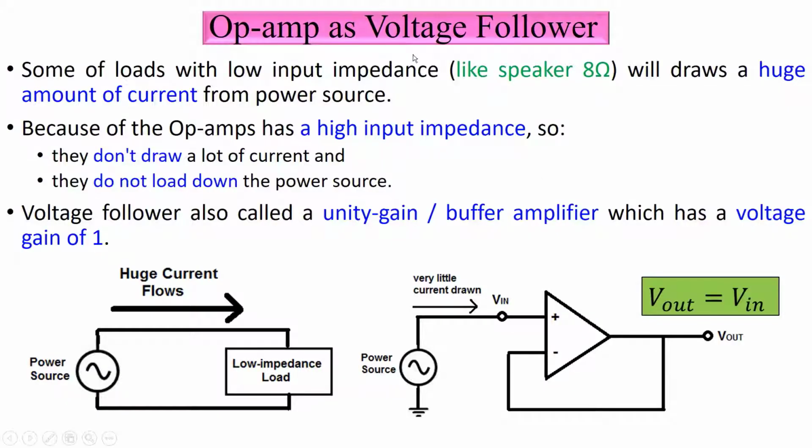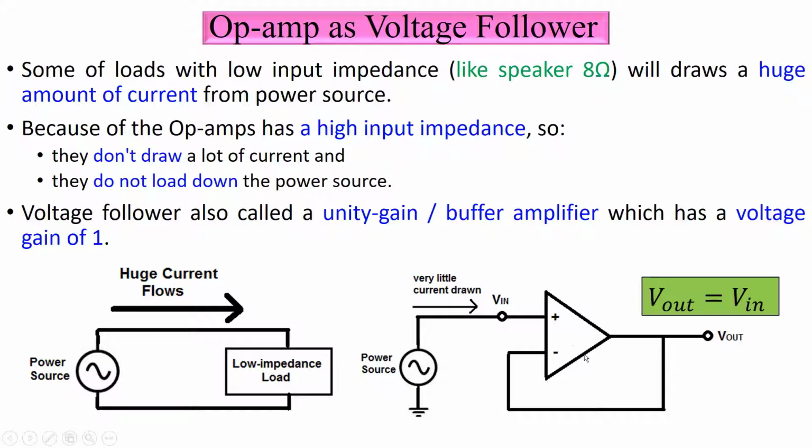Okay, the op-amp as the voltage follower. Consider a load with low input impedance, like a speaker. You have the output here, like a speaker, and you withdraw a huge amount of current. The op-amp has a high input impedance, so it doesn't draw a lot of current and it also doesn't load down the power source. So the op-amp can be configured as a voltage follower.